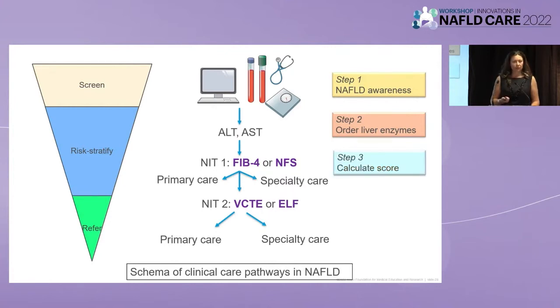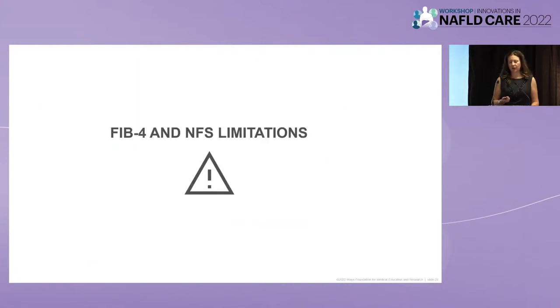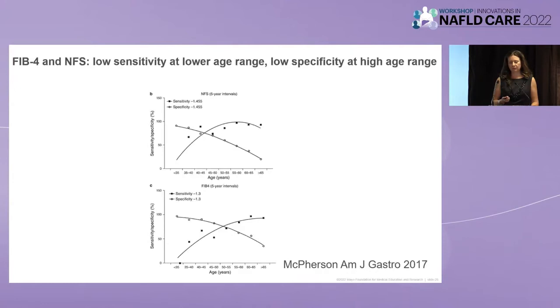Step 3 is to calculate the score. So what are the cracks at this step? Let's take a critical look at FIB4 and NFS and their limitations. The big one is age. We talked a little bit yesterday.